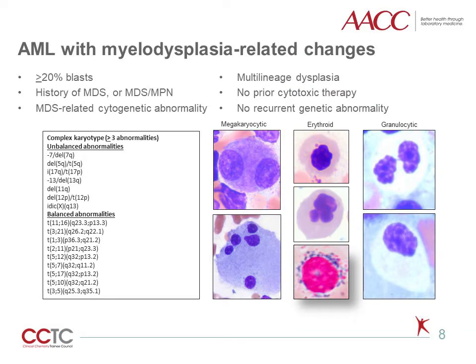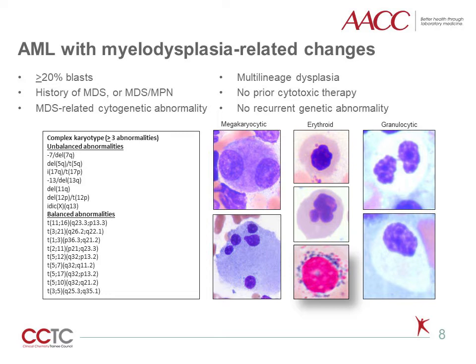The diagnosis of acute myeloid leukemia with myelodysplasia-related changes requires the presence of several criteria. The cases should demonstrate greater than or equal to 20% blasts. The second criterion requires either a history of myelodysplastic syndrome or an overlap myelodysplastic/myeloproliferative neoplasm, an MDS-related cytogenetic abnormality, or multilineage dysplasia. Of note, multilineage dysplasia itself is not sufficient to diagnose AML with myelodysplasia-related changes in a de novo case of AML with mutated NPM1 or biallelic mutation of CEBPA.